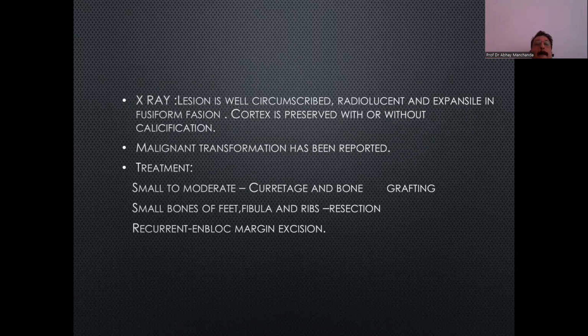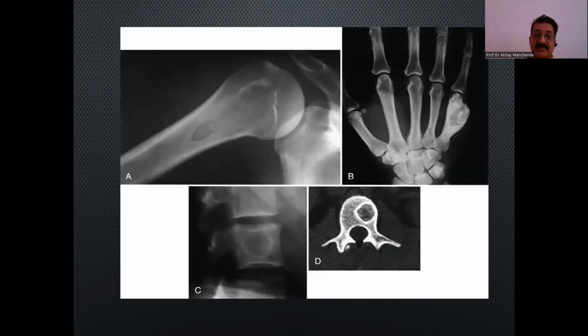How to treat? When it is small, you can just curette it and bone graft. When it is small in the small bones, you have to dissect it. But when it is recurrent, it is happening even after dissection, in that case, you have to do an en bloc excision. There is no option otherwise.